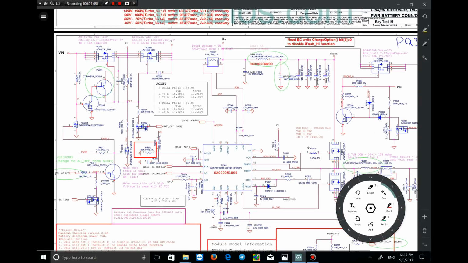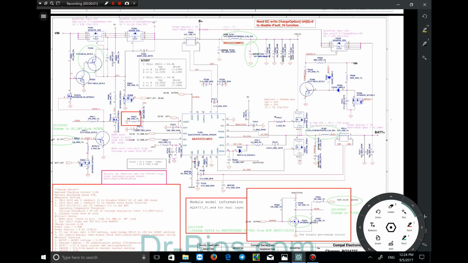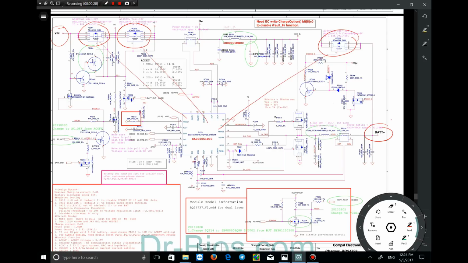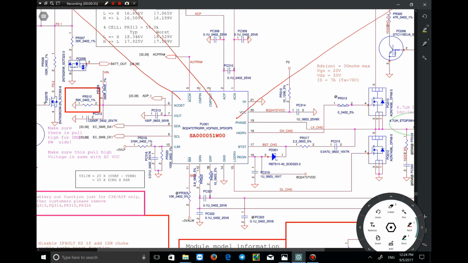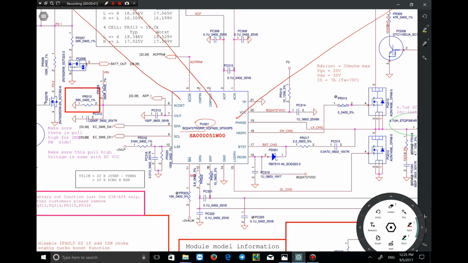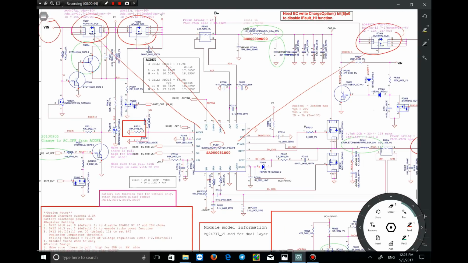As you see, this is the charge circuit, and as I said before, there are two voltage inputs. VIN input comes from the adapter and battery. It comes through three transistors, PQ301, PQ302 and PQ303, that all of these components are controlled by the microcontroller PU301 BQ24727 RGRR. It is the microcontroller. I want to explain how these components work now.